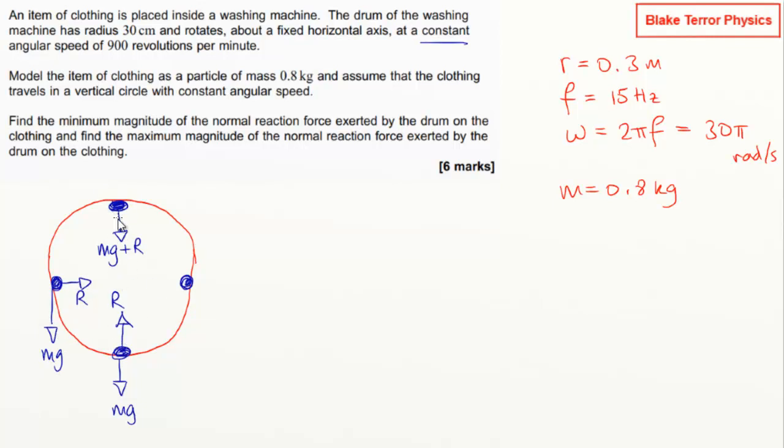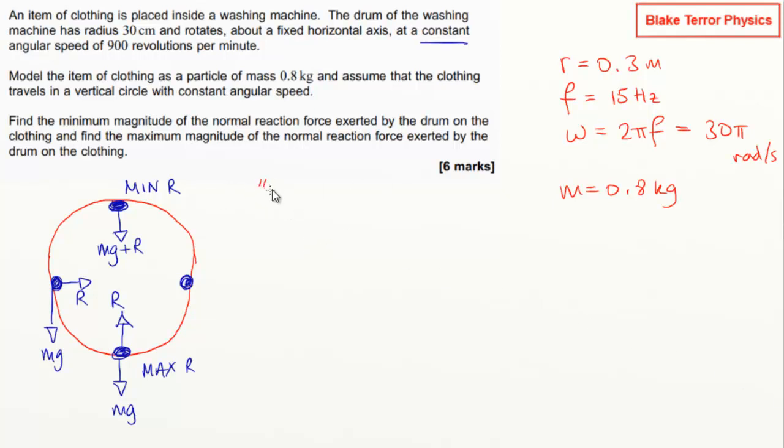When we're at the top of the circle, the weight of the clothing is adding to the centripetal force, so we need less reaction force. When we're at the sides, the weight doesn't contribute at all to the centripetal force. And when we're at the bottom, it's actively acting against it, so we're going to have a higher reaction force at the bottom. So we've got our minimum reaction force at the top, and our maximum reaction force at the bottom. So let's put all of this in.